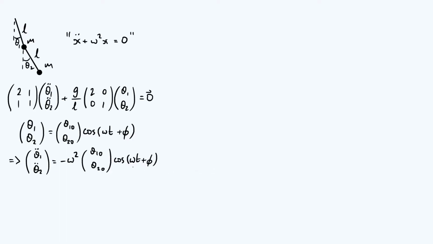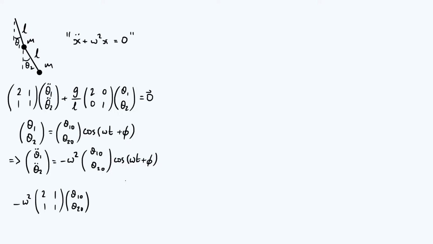All right. So if we take that expression for the vector of second time derivatives, substitute it into the original equation, what happens? Well, we are going to get minus omega squared times that matrix 2, 1, 1, 1 times θ1,0, θ2,0. And then I'm not even going to bother writing in the cos term, right? Because you're going to get a cos term attached to that first vector of second time derivatives. You're going to get the same cos term attached to the second vector, which is just the angles themselves, right? And so because cos of omega t plus phi is not identically equal to 0, we're free to just divide through by that cosine term.